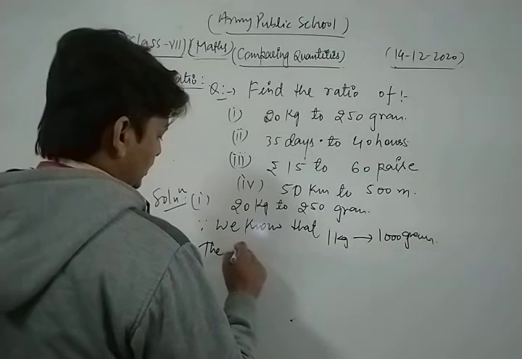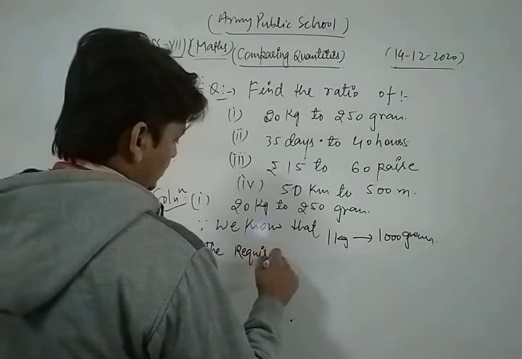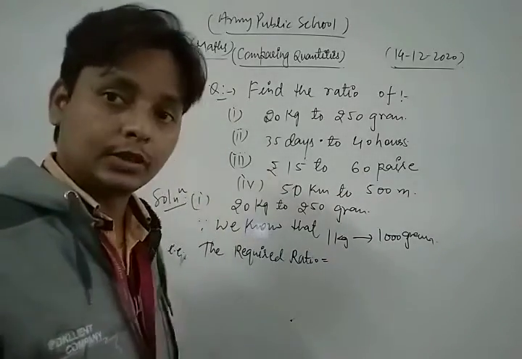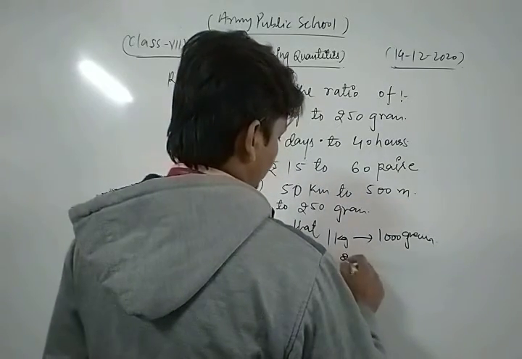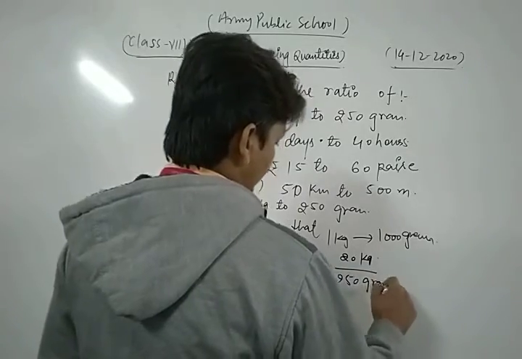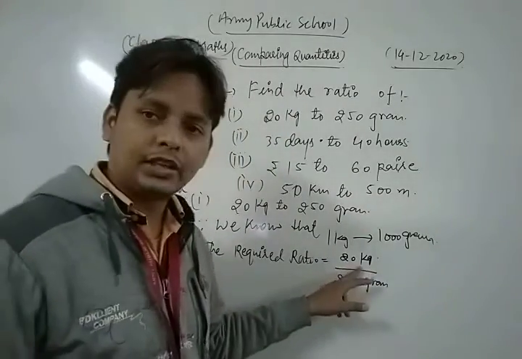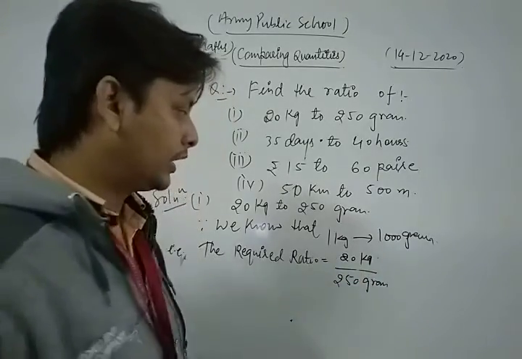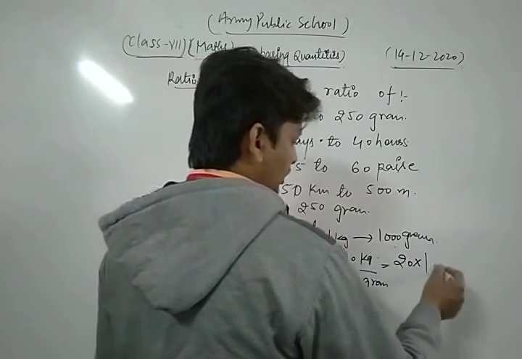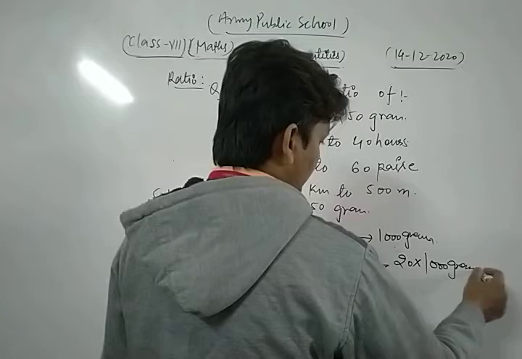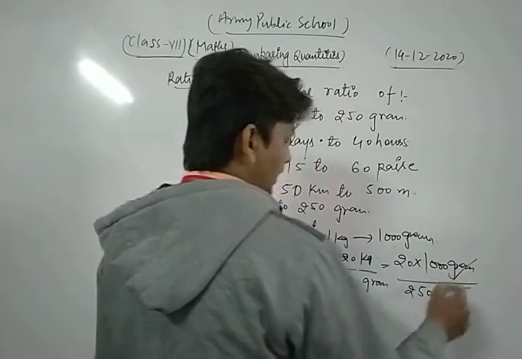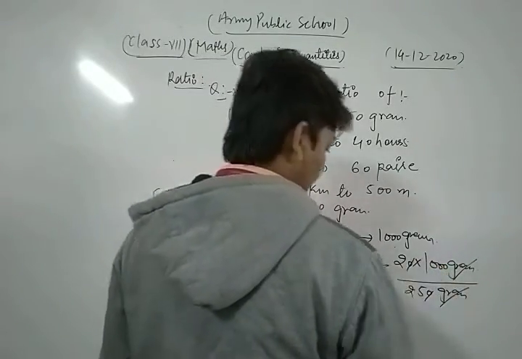Now, the required ratio is 20 kilogram to 250 gram. First of all we convert 20 kilogram into gram. So we get 20 into 1000 gram, since in 1 kilogram there are 1000 grams, divided by 250 gram. Now gram cancels with gram, and 0 also cancels with 0.